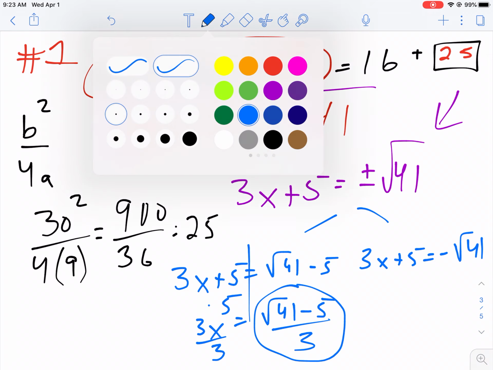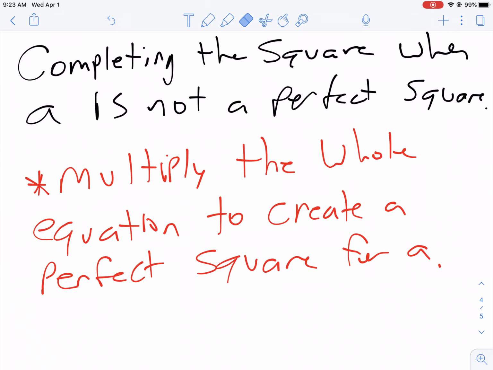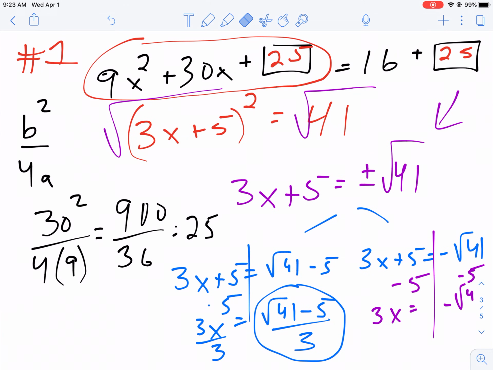Now the next one, we're going to do the same exact thing, except it's going to be a negative square root of 41. So we're going to minus 5, minus 5. So 3x equals negative square root of 41 minus 5. And then we're going to divide by 3, divide by 3. So it's going to be x equals negative square root of 41 minus 5, divided by 3.